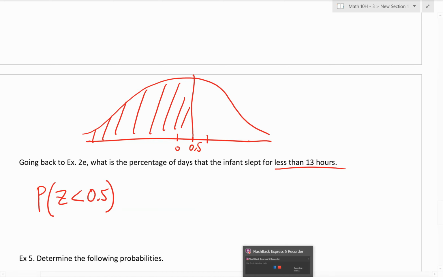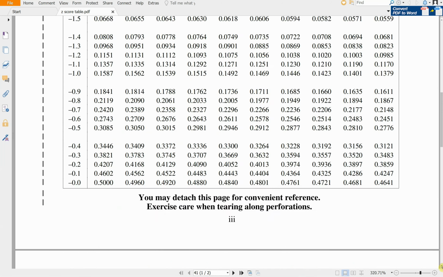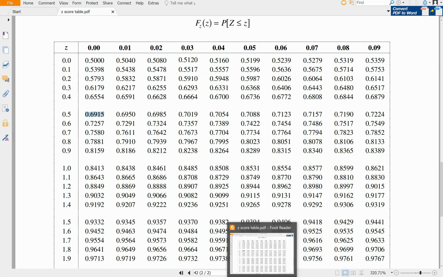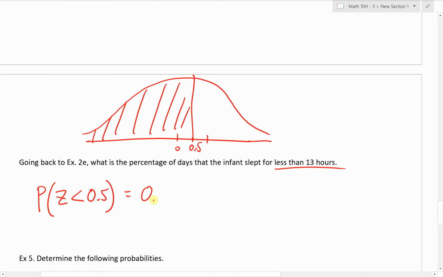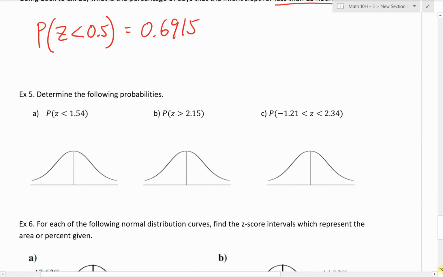So we go to the table and find where 0.5 is. Move down, 0.5 is right here. The hundredths decimal place is 0, so we're looking at 0.6915. Let's go back. The probability is 0.6915. So 69% of the day, the infant will sleep for less than 13 hours. That answers the question.